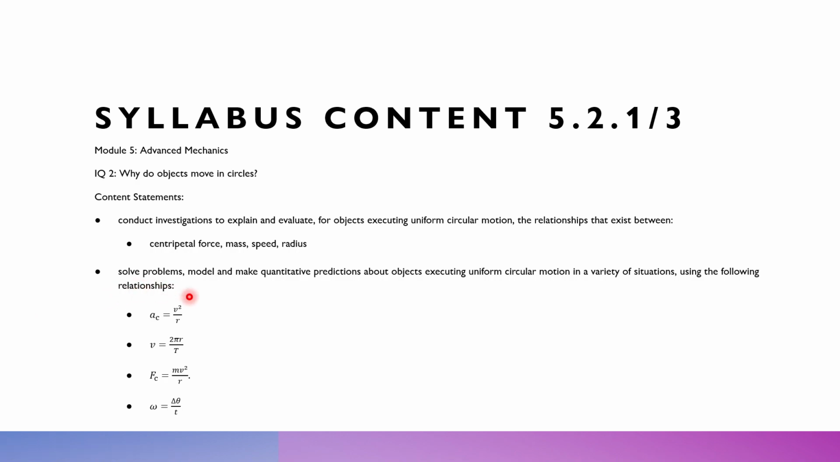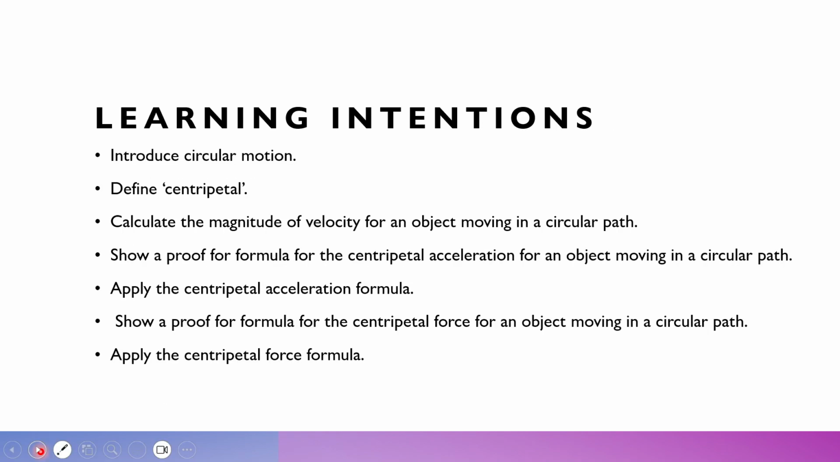And in doing so, we're going to be beginning to employ some new formulae, which are actually quite closely related to formula that we used in Module 1 and 2. So our key learning intentions for today is to first introduce the concept of circular motion, define the term centripetal, and then begin to calculate the magnitude of velocity for an object when it moves through a circular path. I'm then going to actually show you how the formula for centripetal acceleration and centripetal force actually come to be, and we'll look at trying to apply that formula in a quick practice question.